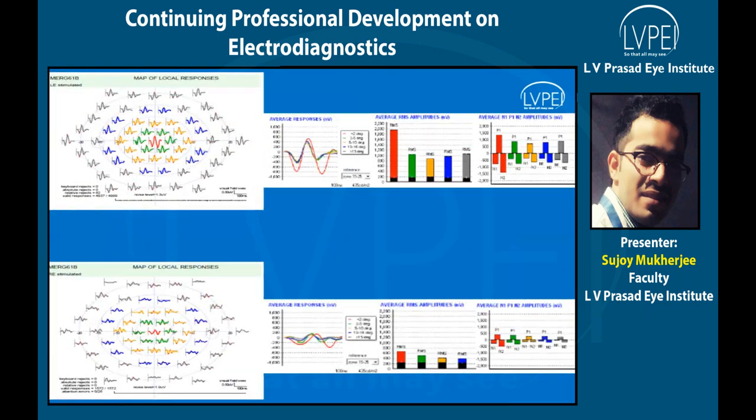Now that is the comparison. Here we can compare the wave responses of particular areas over the retina. These are all diminished. While correlating, we can see that the average response is reduced even though the noise level is within the normal range, and the histogram also shows the reduction of the amplitudes and the overall response per ring, which is normal here but diminished here.